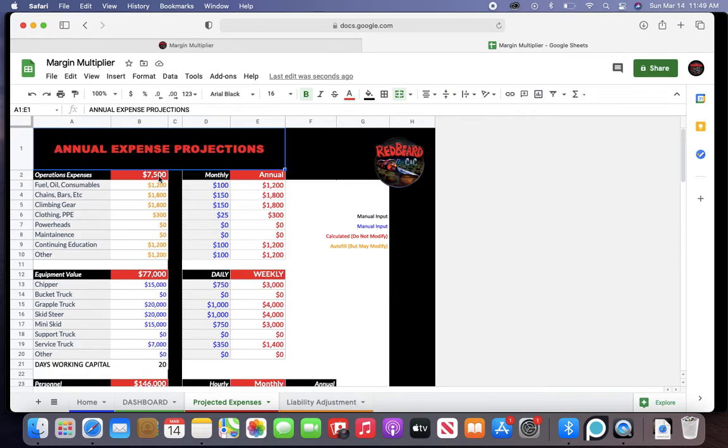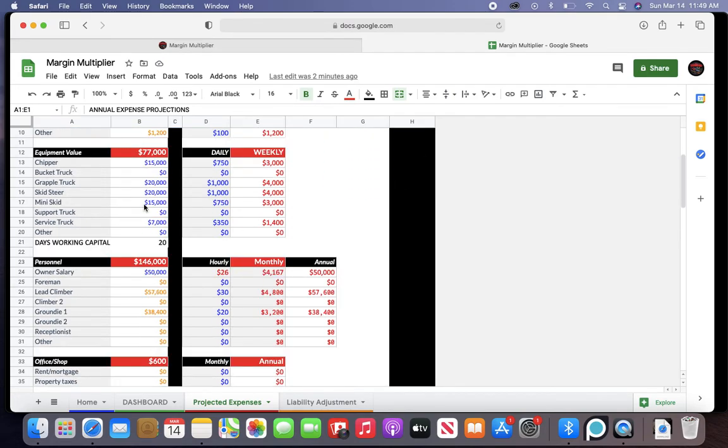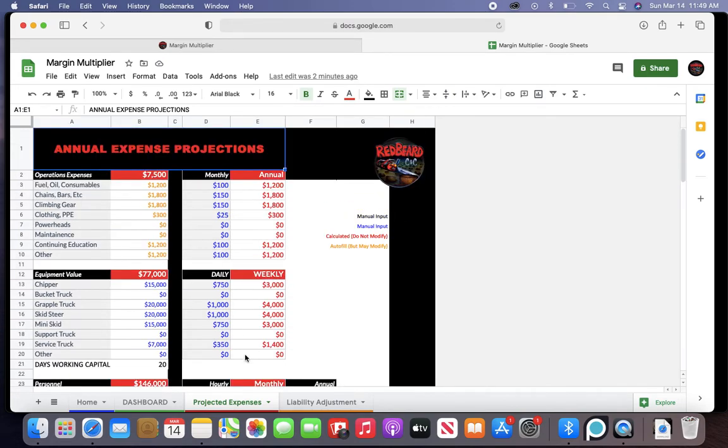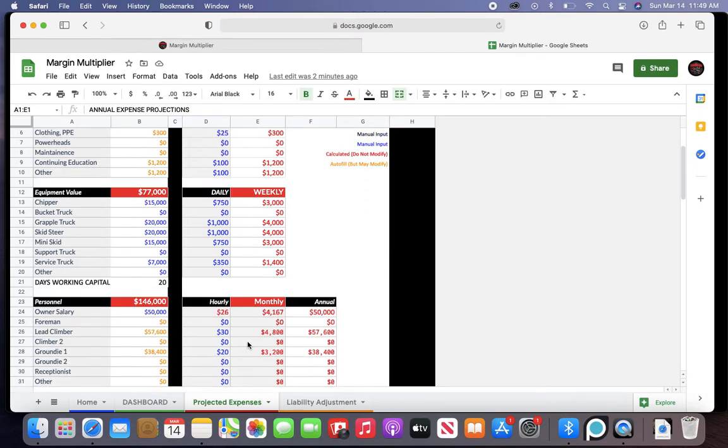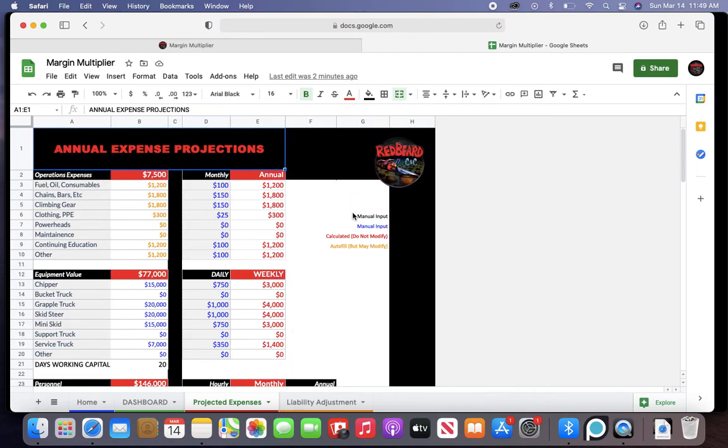On the left-hand side, these are going to be all the working numbers. On the right-hand side, this is going to be like scratch, okay? So this is your little key right here. Blues and blacks, those are manual inputs. Blues are used in a formula. Reds are a calculation. Don't modify the reds. Yellows are autofills. They're auto-populated. So you can modify them, but that data will autofill. So I'll show you how that works here.